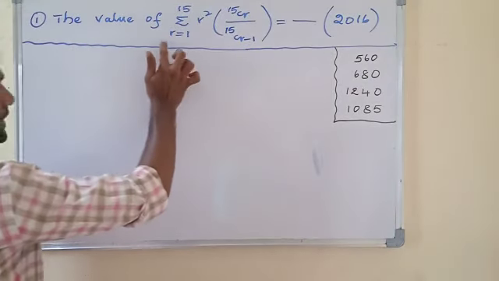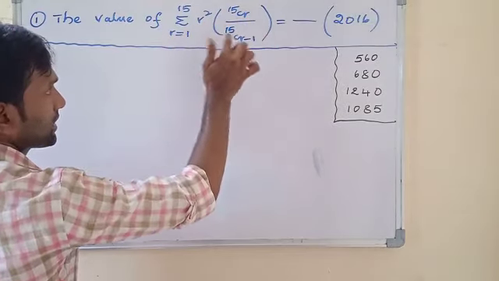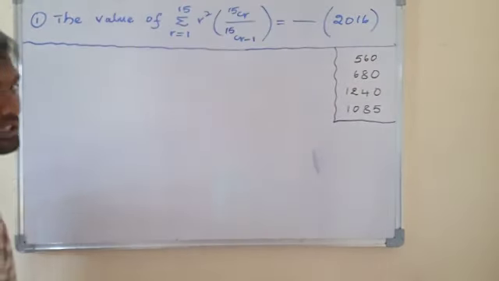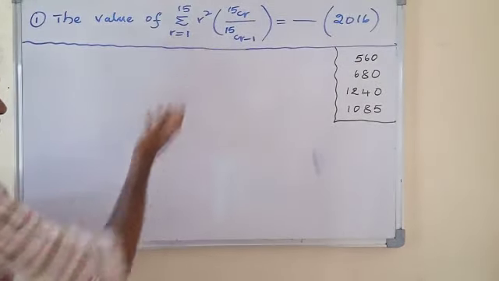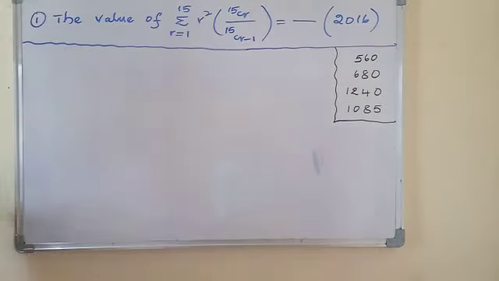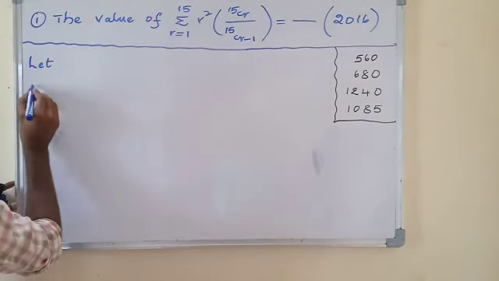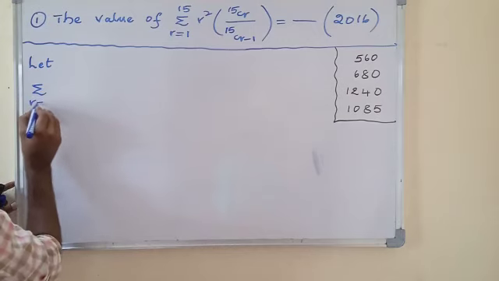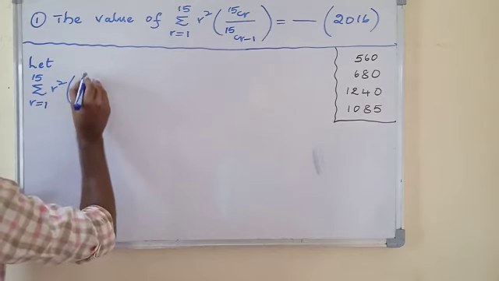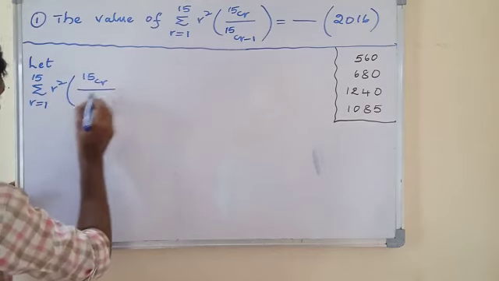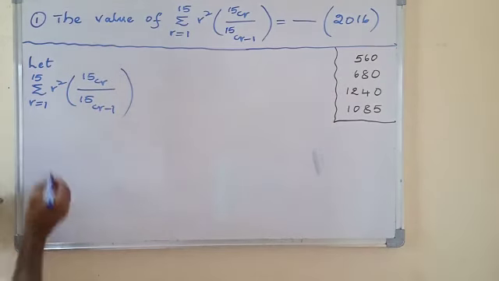See the given problem. The value of sigma r equals 1 to 15, r square into 15Cr divided by 15C(r minus 1). Now we are finding the value of the given summation. First of all, take the given problem. Let sigma r equals 1 to 15, r square into 15Cr divided by 15C(r minus 1). So this is the given question.